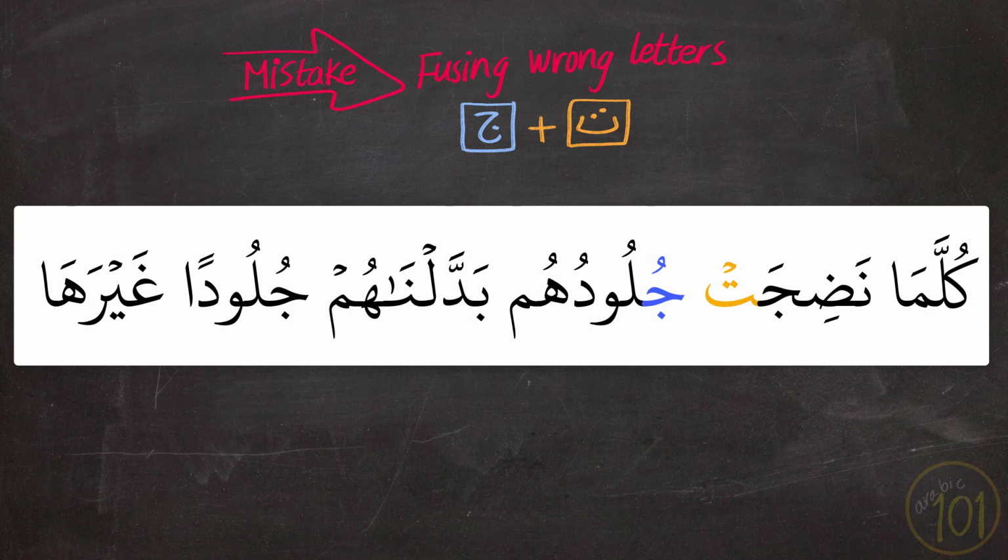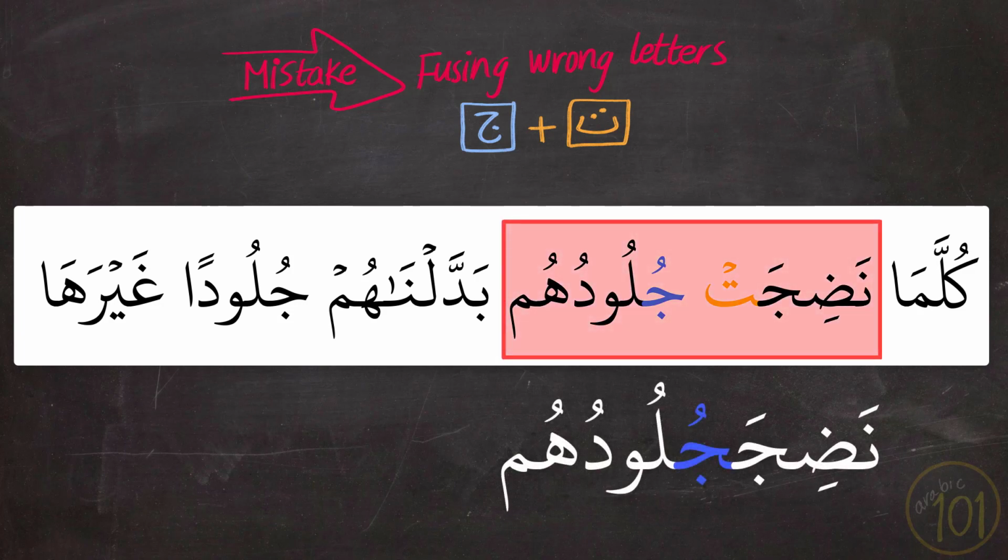كُلَّمَا نَضِجَتْ جُلُودُهُمْ بَدَّلْنَاهُمْ جُلُودًا غَيْرَهَا. Here the mistake happens between نَضِجَتْ and جُلُودُهُمْ. The mistake that usually happens is that the ta becomes so muffled and so hidden that it becomes fused with the jim that follows it in the next word, and it sounds like this.